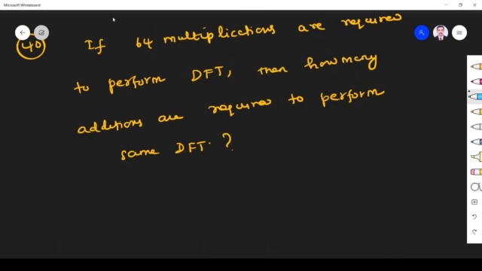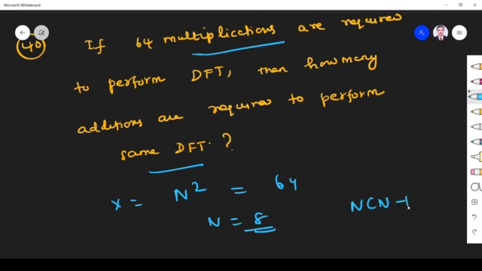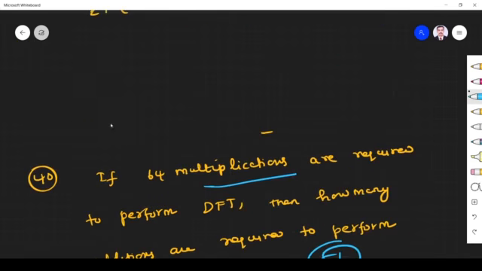Next one, if 64 multiplications are required to perform DFT, then how many additions are required to perform the same DFT? So the number of multiplications required to perform DFT is n square, that is equal to 64. So n is equal to 8. How many additions are required to perform DFT? N into n minus 1. So it is 8 into 7, 56 additions are required. Right? So the answer is 56.